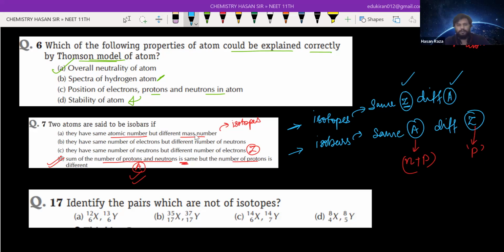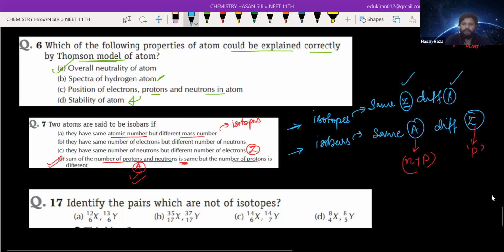Rishita, identify the pairs which are not isotopes. Basically, this question has more than one correct answer. The options can be more than one. Yes, sir. And you have given the correct answer.